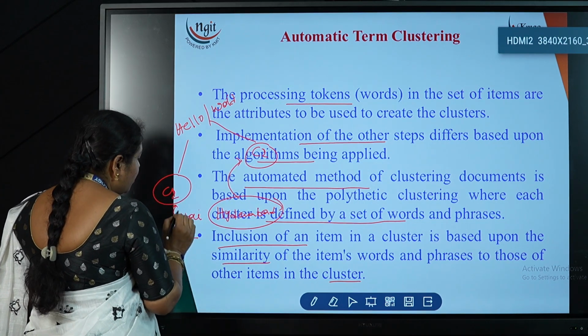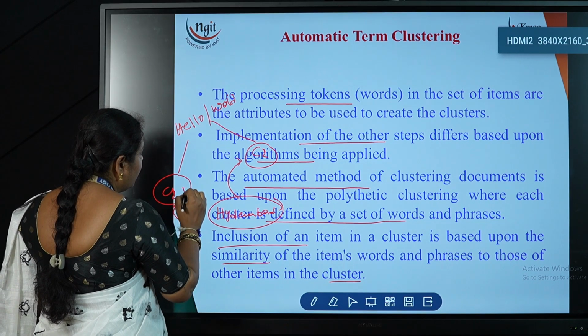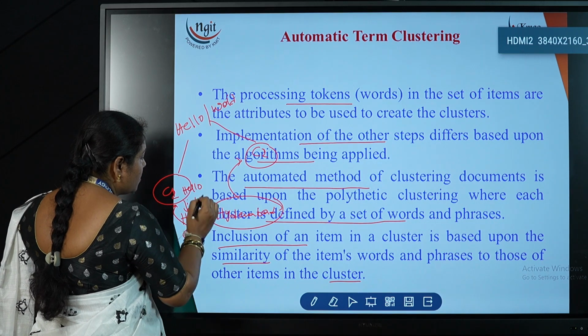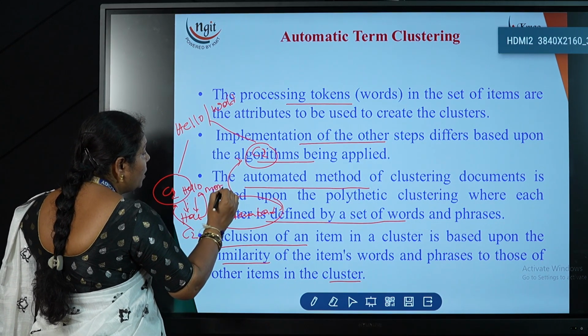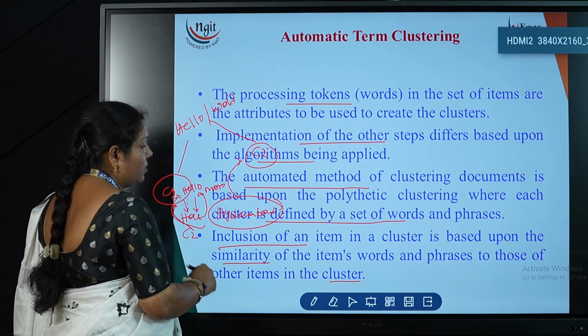Whenever I am clustering, what is the similarity between these two? Already one word, hello, has a cluster. Hi belongs to this, right? So the similarity is more. Then only you can include this word into this cluster. So that is the meaning of this slide.